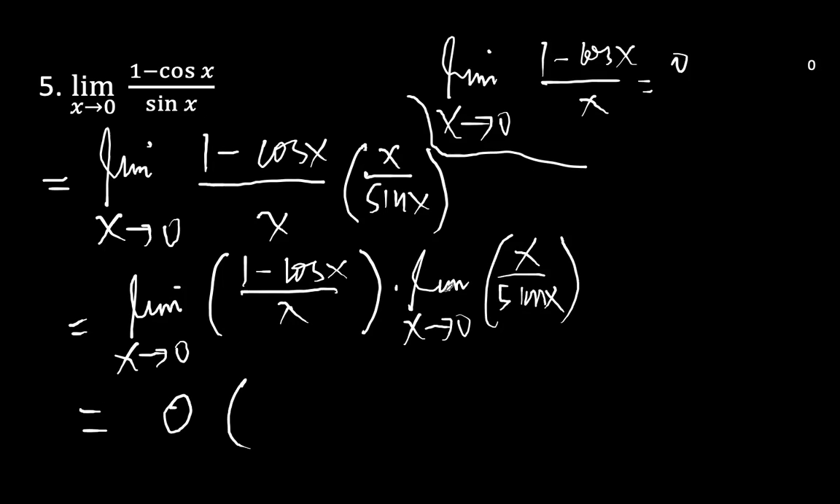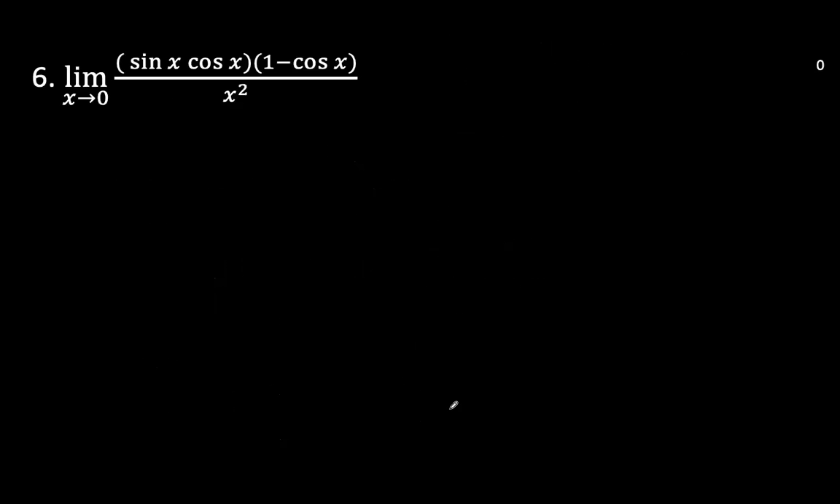And the second factor is the limit of x over sine x as x approaches 0. This is equal to 1 based on theorem number 1, which results in 0 times 1 is equal to 0. So the answer to number 5 is 0. Okay, and I hope we got the same answer again.